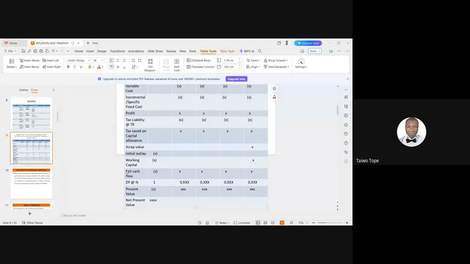There is a difference between your inflow and your outflow. The outflow is denoted in what? In brackets. This value in brackets is an outflow, shows a negative value. So from your profit point here, less your tax liability plus your tax saved, you have what? Your net cash flow. Your profits less your tax liability plus your tax saved, you have what? Your net cash flow. I don't know if that is fine, sir. Understand now.